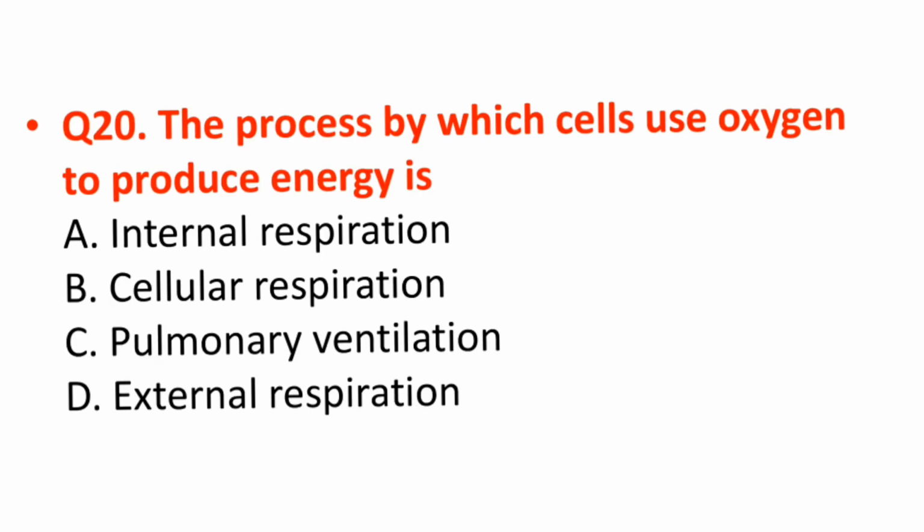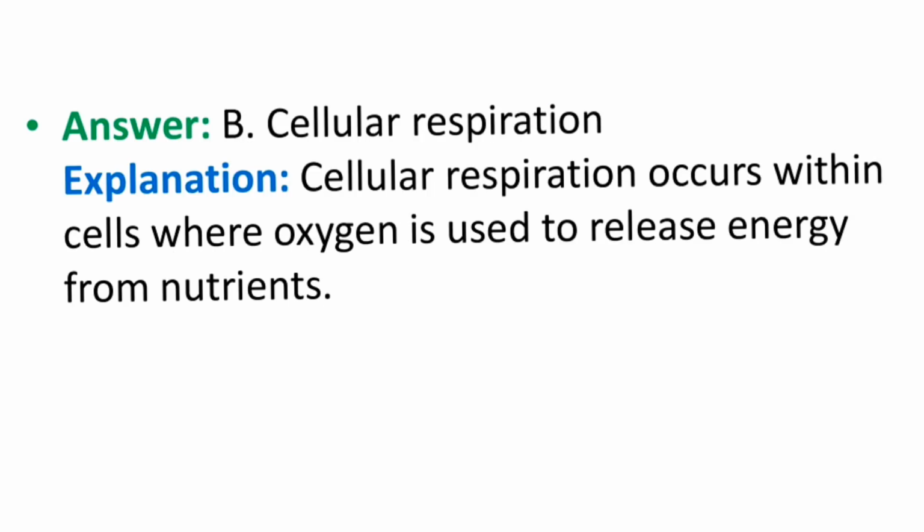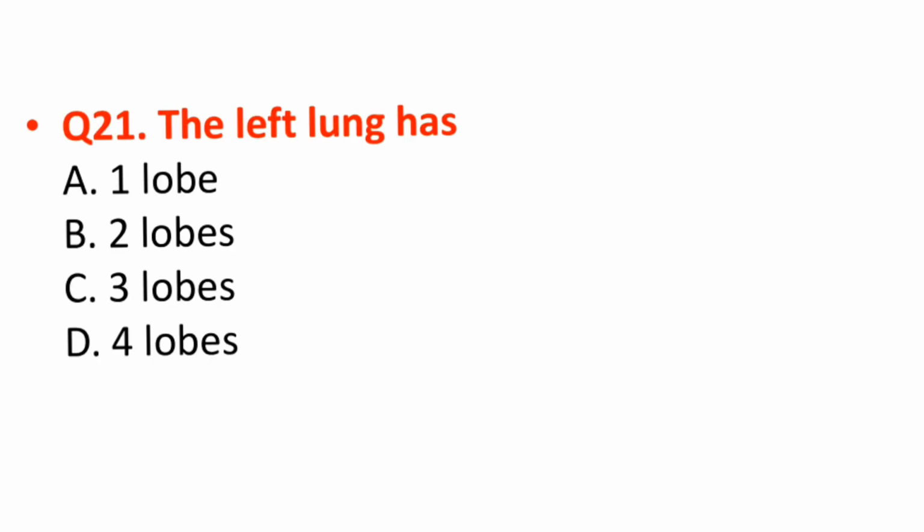The process by which cells use oxygen to produce energy is option A internal respiration, option B cellular respiration, option C pulmonary ventilation, option D external respiration. The correct answer is option B cellular respiration. Cellular respiration occurs within the cells where oxygen is used to release energy from nutrients.